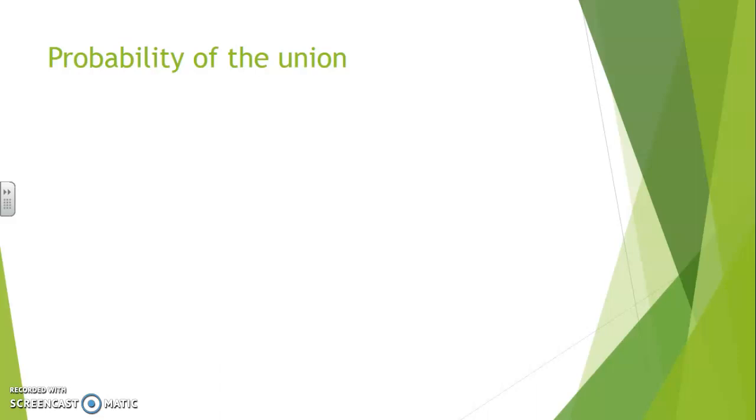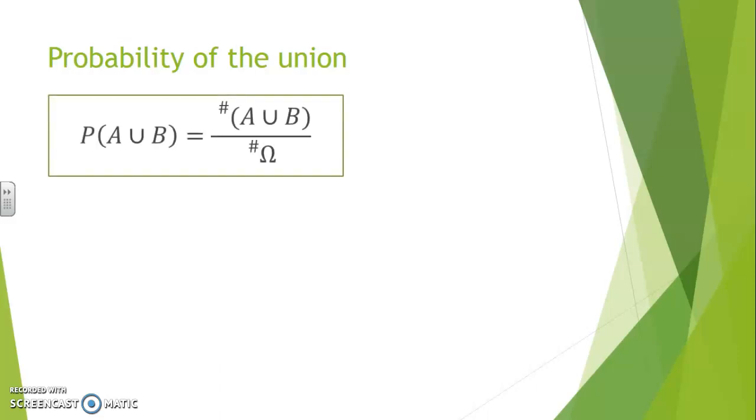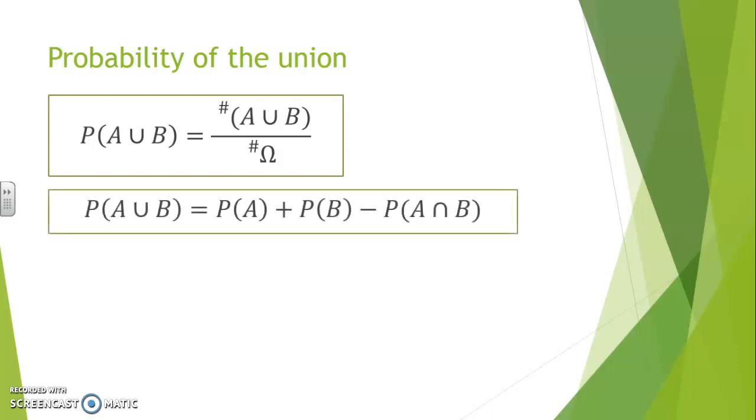The probability of the union. Okay, well, as before, to find the probability of A's union with B, we'd have to find the cardinality of A union B divided by the cardinality of omega. But we could also think of the probability of the union as being the probability of A added to the probability of B, from which is subtracted the probability of the intersection.